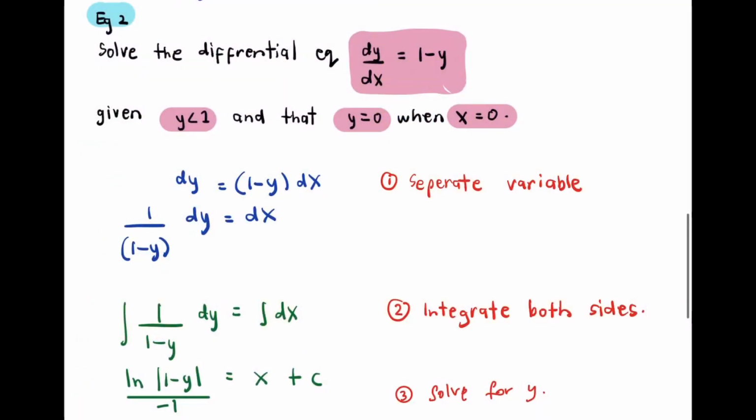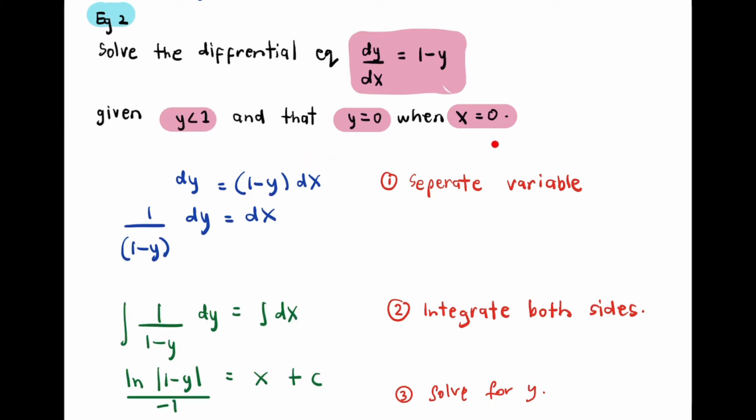Let's see example 2. Solve the differential equation dy over dx equal to 1 minus y. So this is your equation, and you are given extra information, given that y is less than 1, and when y is equal to 0, x is equal to 0.